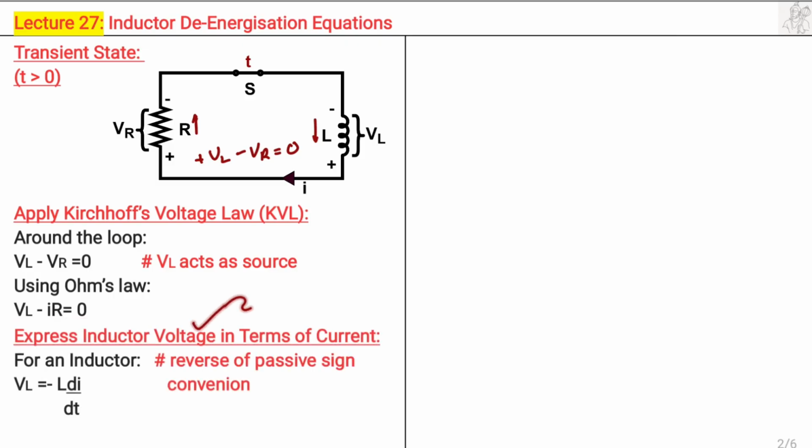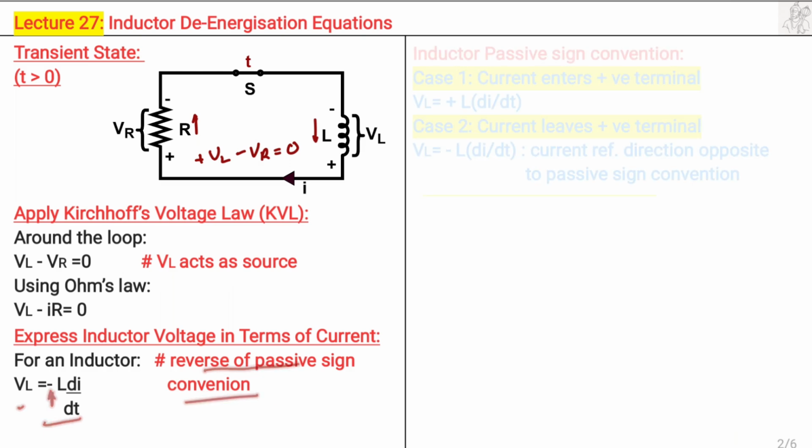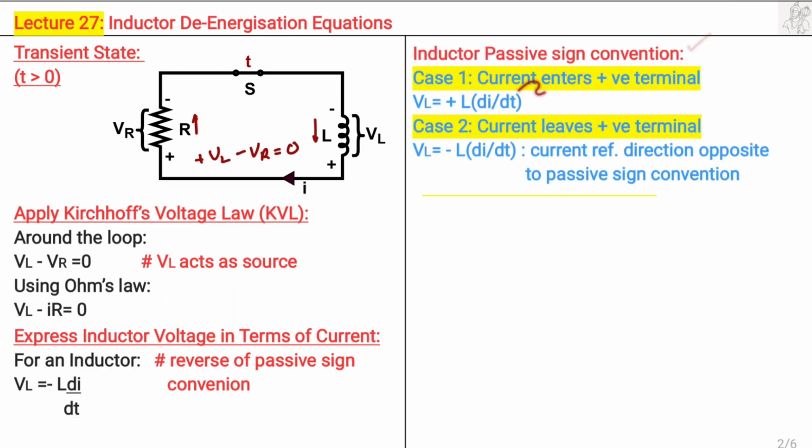Now the inductor voltage is expressed in terms of current. So for an inductor, VL will be equal to minus L dI by dt, and the minus comes as we have reversed the passive sign convention. So what is the passive sign convention? Case 1, if the current enters the positive terminal, then the voltage is taken as plus L dI by dt, and if we reverse this convention, that is current leaves the positive terminal, then we have to add a negative sign, that is VL is equal to minus L dI by dt.